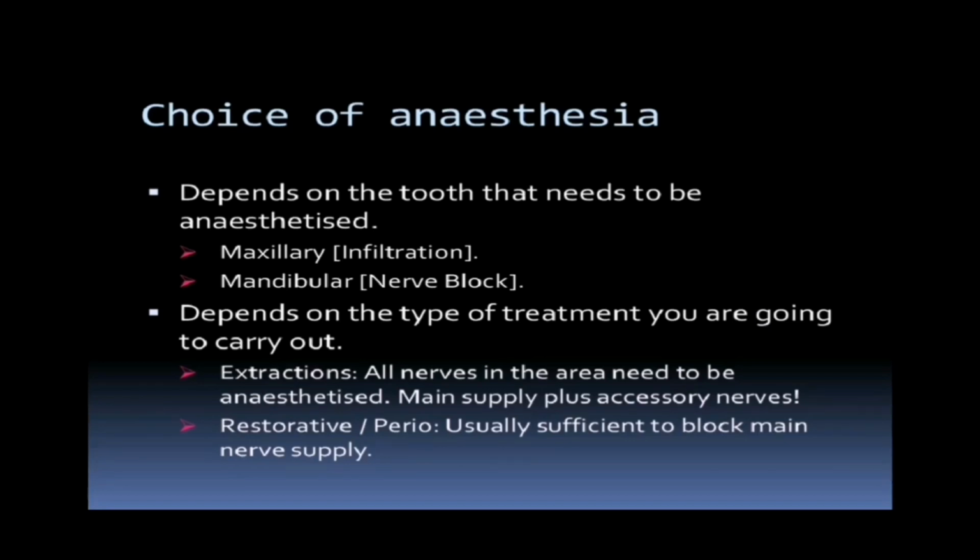The choice of anesthesia depends on the tooth that needs to be anesthetized. For maxillary teeth, infiltration type local anesthesia is used. For mandibular teeth, mandibular nerve block type local anesthesia is used. It also depends on the type of treatment you are going to carry out. For extraction, all nerves in the area need to be anesthetized, the main supply plus accessory nerves also. For restoration plus perio treatment, it is usually sufficient to block the main nerve supply.